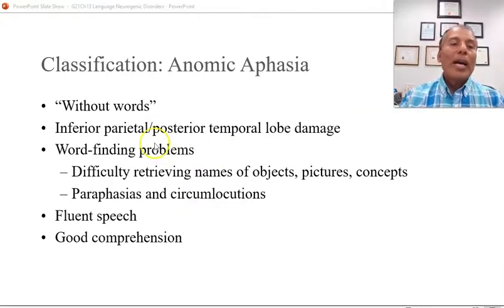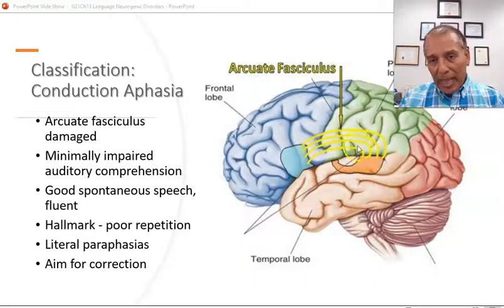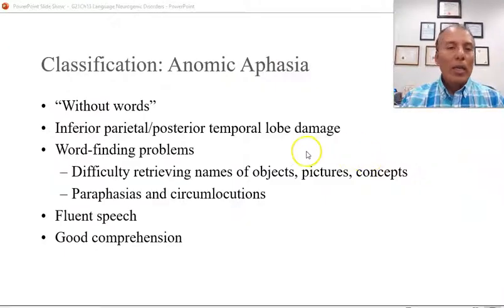So the problem here is caused by damage to this area here between Wernicke's and the inferior parietal cortex, in this little area here, in this circle here. That is where the damage will be for anomic aphasia.